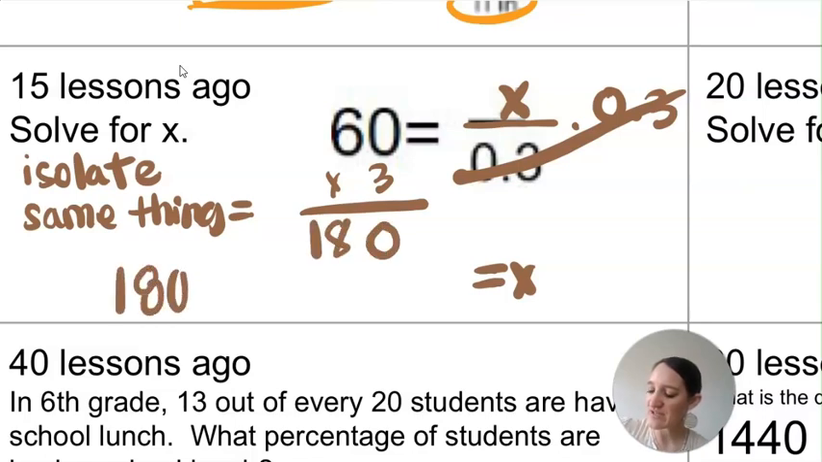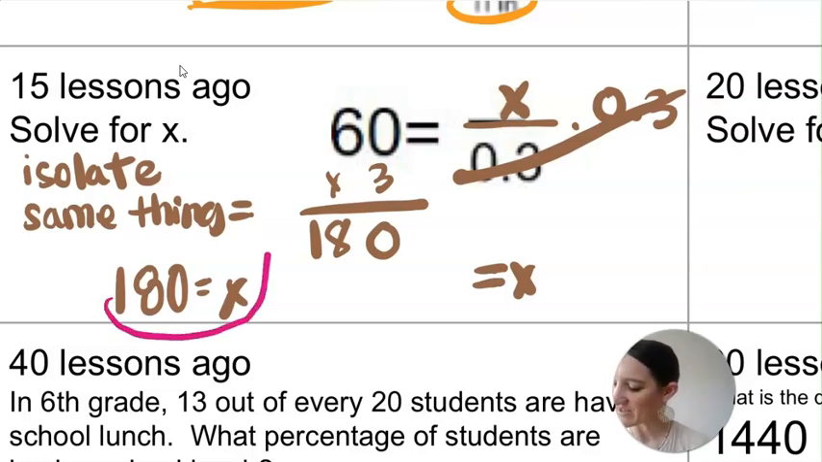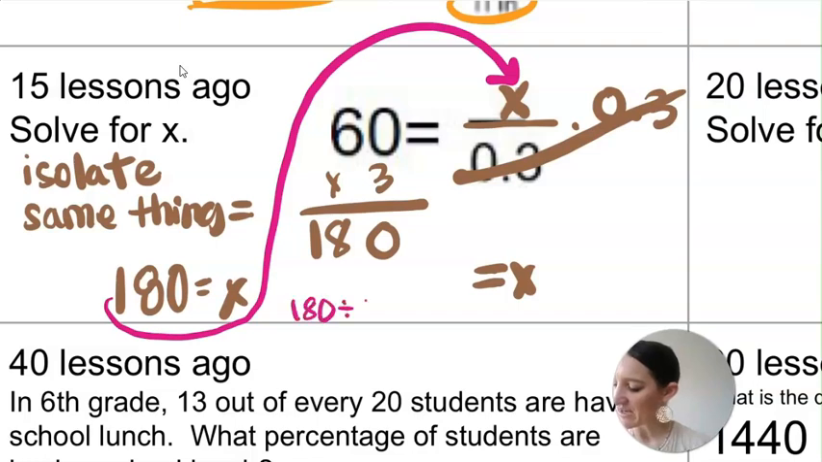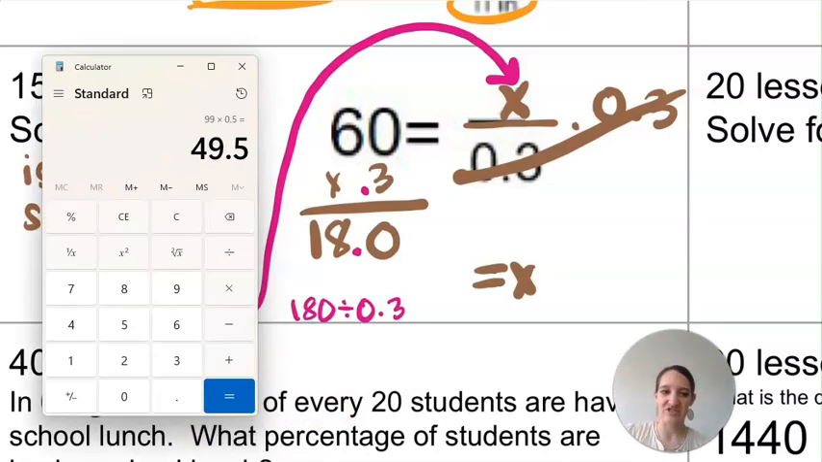So 180 equals x. Now I could check that and use a different color to check it. And I could put that 180 degrees here. And I could plug in my calculator, 180 divided by 0.3. Wait, that's a 0.3. Oh, that's going to change my answer. Okay, here's how I could have checked. That would have been genius of me. 180 divided by 3. Oh, that does give me 60.